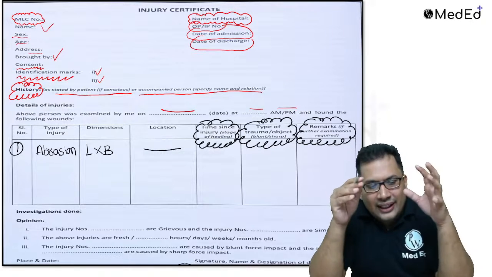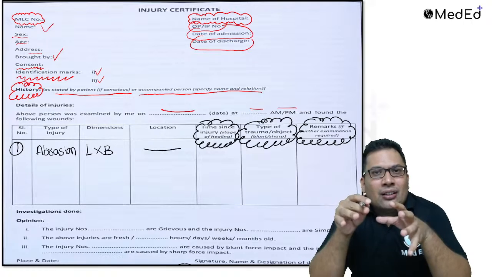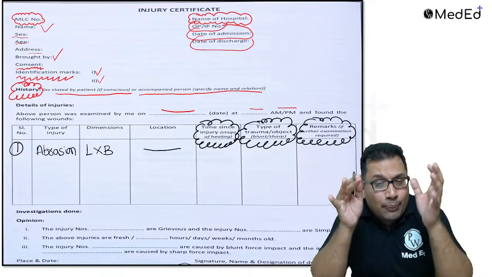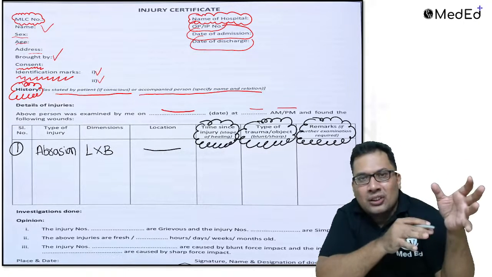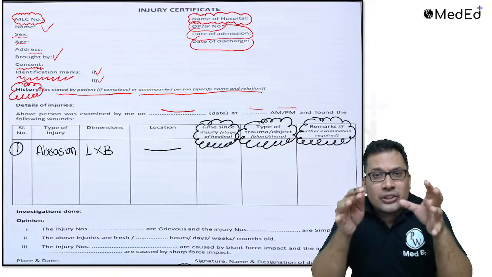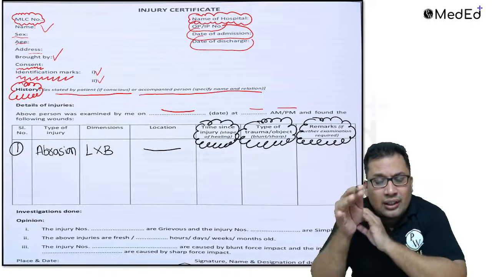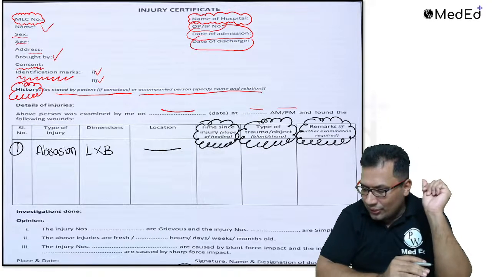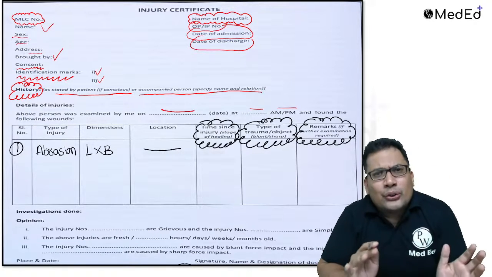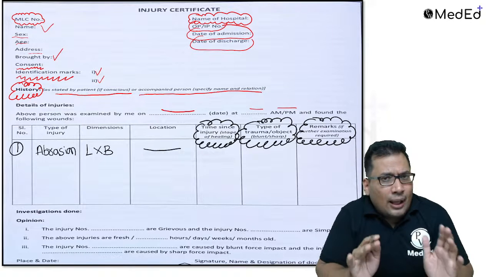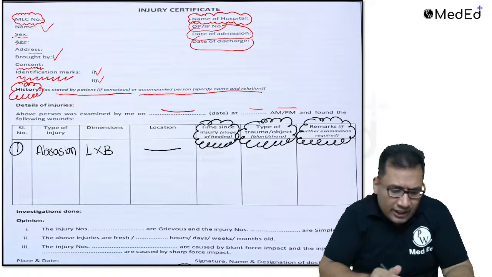So details of injury should be mentioned in tabular form. A tabular form consists of serial number, type of injury, dimensions, location, time since injury, type of trauma or object, lastly the remarks. So this is how you should write proper injury certificate. Tabular form. Then investigation done.